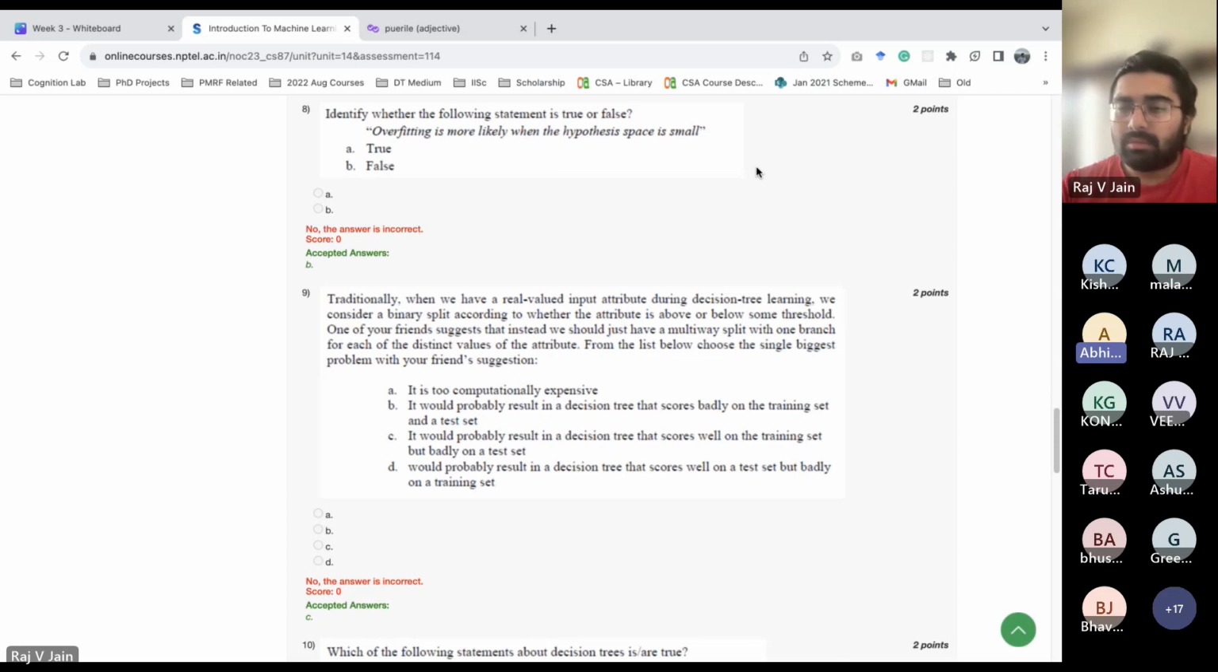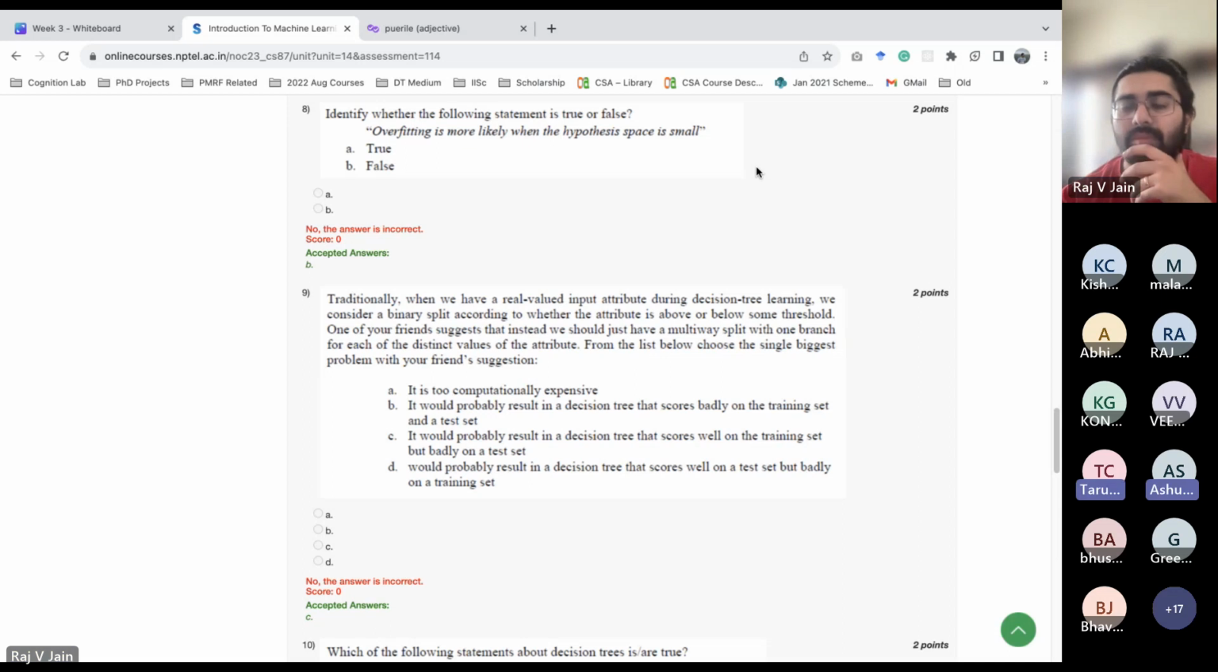If you are reducing the hypothesis space, then there is a chance of underfitting. If you are increasing it, then it is overfitting. Hypothesis space small means you have a less complex model, because you cannot fit a more complex function in that. Large means you are able to model even complex functions. So when you have a larger hypothesis space, which means more complex models, overfitting is more likely. But here the question is opposite. Therefore, the answer is false. Is that clear?